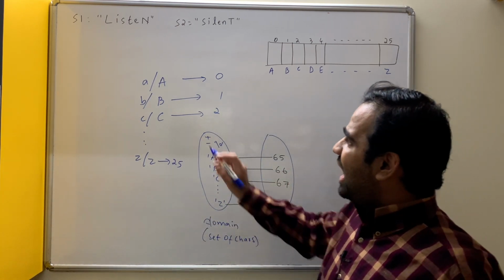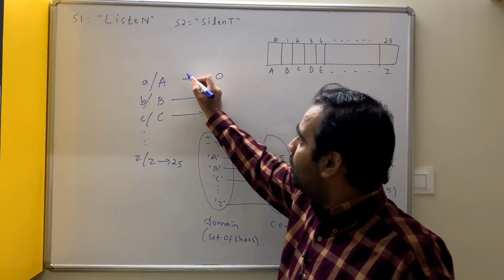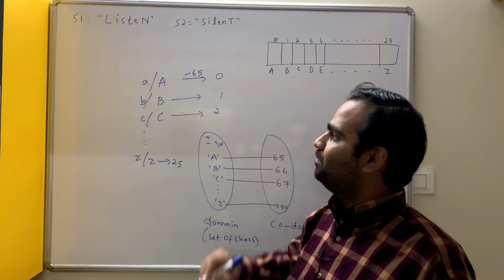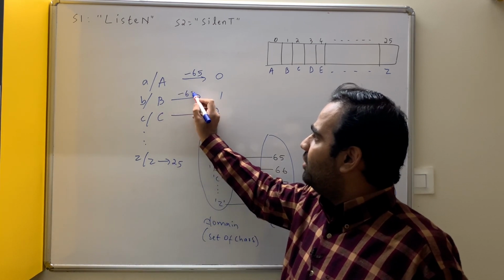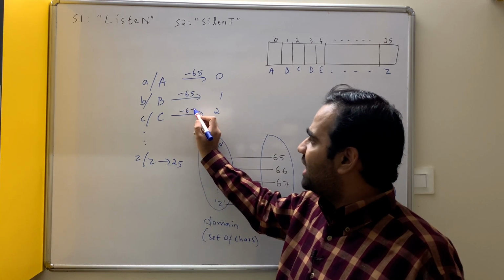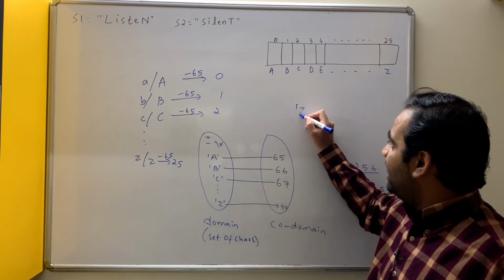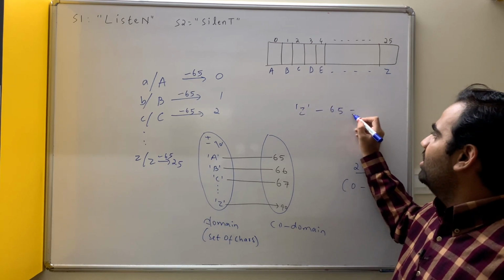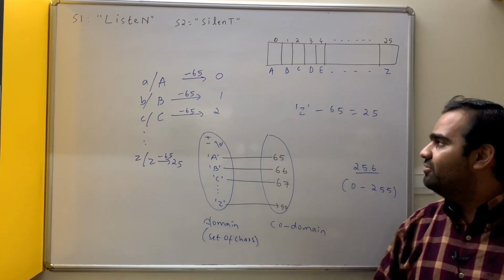Now what is the ASCII value of A? 65. From 65, how do you get 0? You subtract 65. From B, 66, how do you get 1? You subtract 65. From C, how do you get 2? You subtract 65. And if you subtract 65, character Z, which is 90, minus 65 gives you 25.